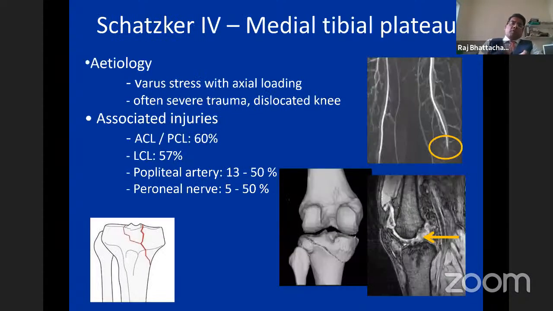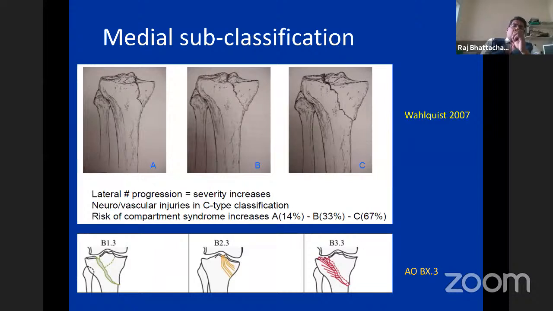When you come to the 4, 5s, and 6s, which is what I was talking about, they're a completely different beast. And there's a lot more associated with them, particularly the arteries and the nerves. I want to talk a bit on the 4s and 5s, because although they are part of tibial plateau fractures, to me, this is actually the same mechanism as a knee dislocation.